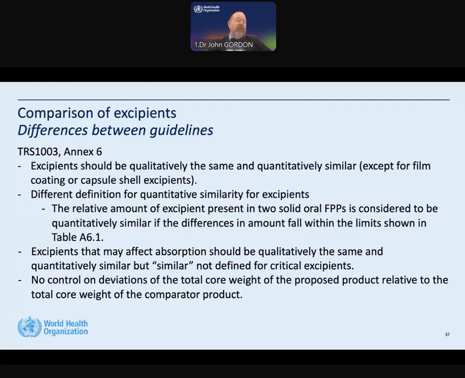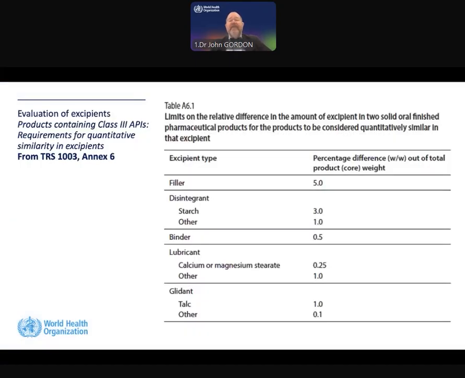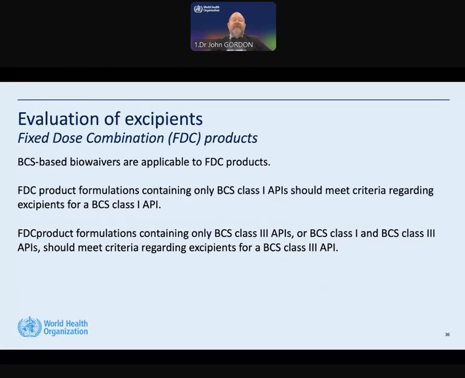And the old guideline did not present any controls over deviations of total core weight of the proposed product relative to the total core weight of the comparator product. So there's an increased criteria in the new guideline in terms of total core weight differences. Here's the table from the old WHO guideline. Now, maybe it's worth just going back.